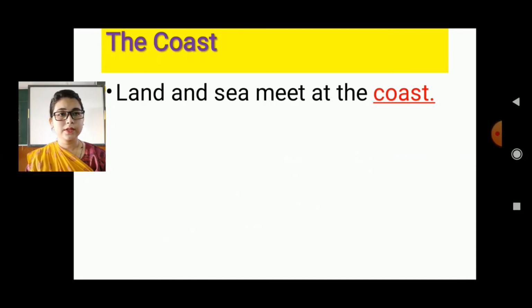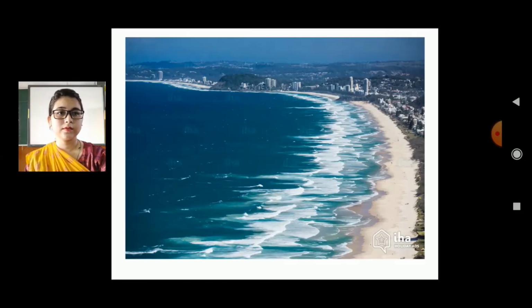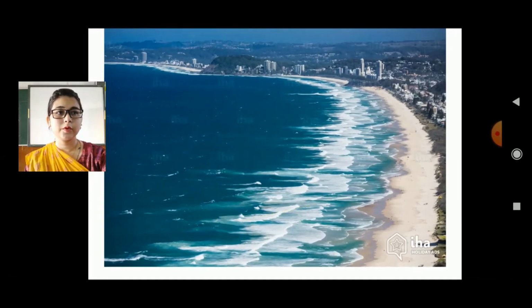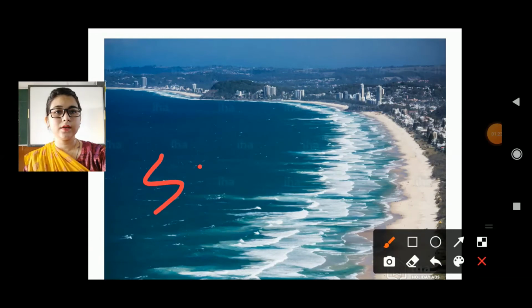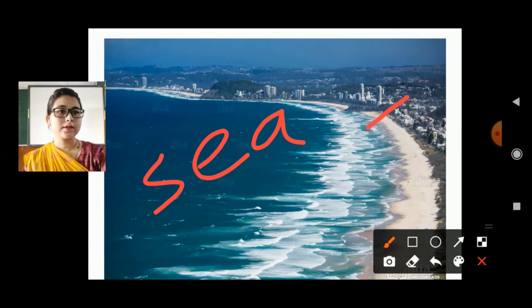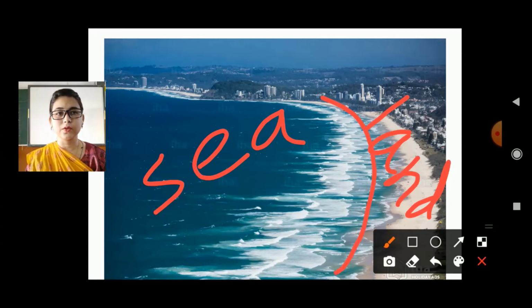Now we will see in the picture. Here also you can see a beautiful picture of coast. Here I'll show you. This is the sea and this is land. Okay, and they both are meeting at this point, and this is known as coast. Okay. Now let's move further.